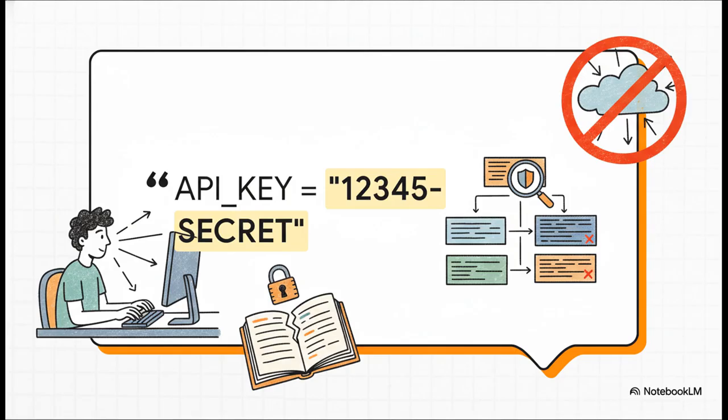And here's another one you see all the time: hard-coded secrets. A developer just slaps an API key or a password right into the code. This is a ticking time bomb. The moment this code gets into a public repository, that secret is out there for the whole world to see. SAST is built to find these before that ever happens.